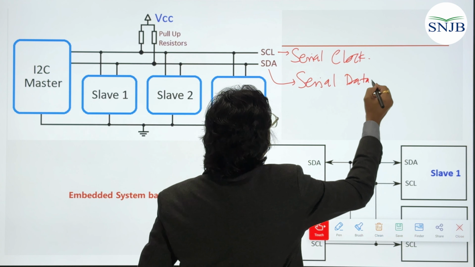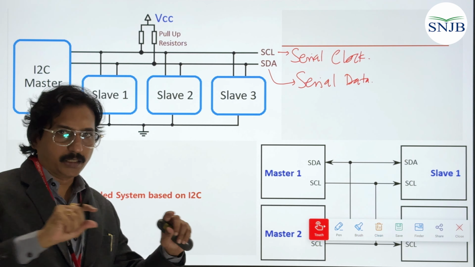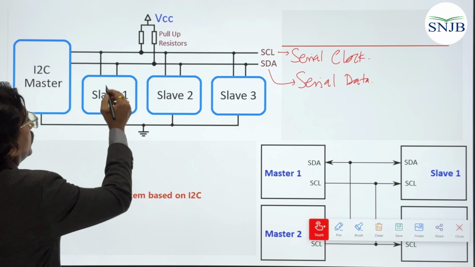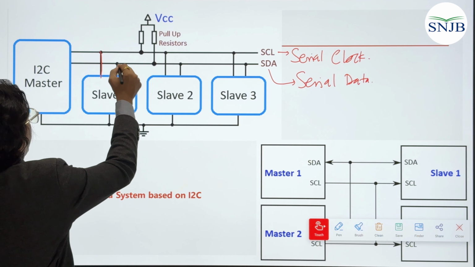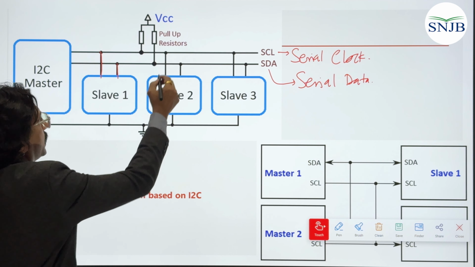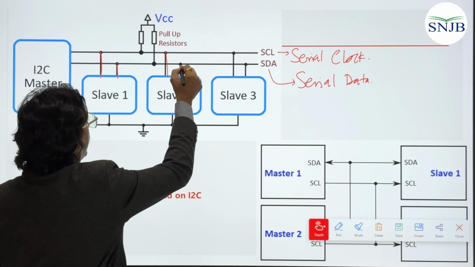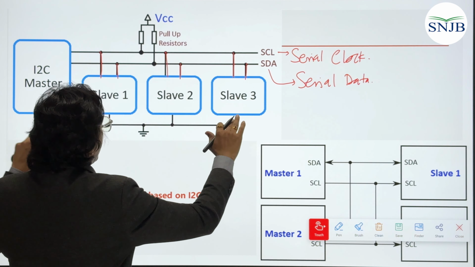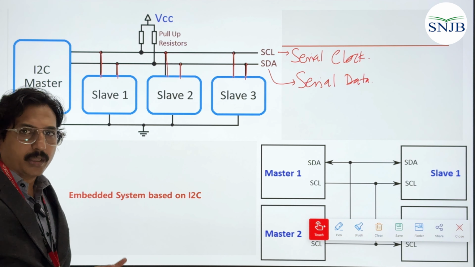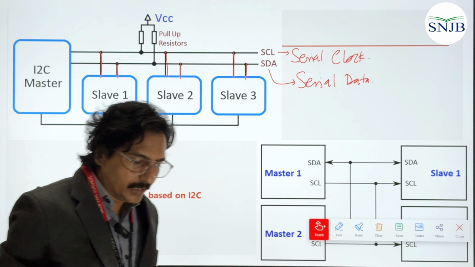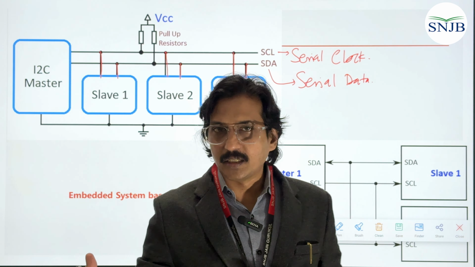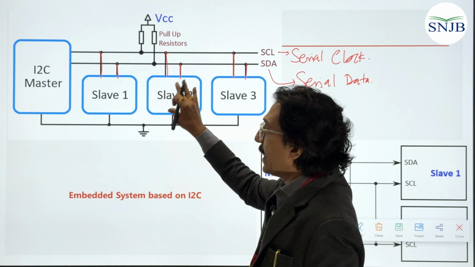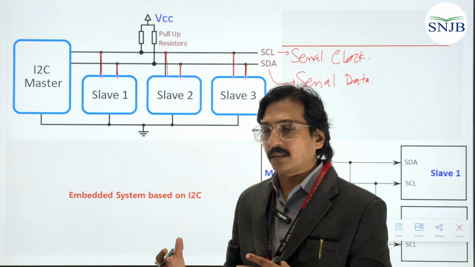So these are the only two lines. These two lines are connected to the serial clock and serial data of the slave. So they get grounded, and their frequency is the same. The slave's frequency is the same as that of the master, and slaves are identified using identifiers.